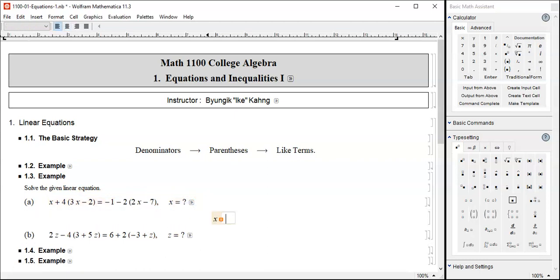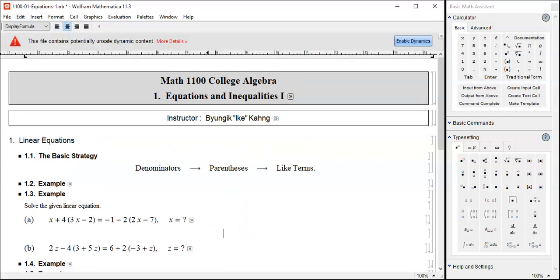X plus 4, oh, what did I click? Let's start over, x plus 4 times 3, so 12, and then 8x, does it look okay? -1, and then 2 times 2, and then 2 times 7, looks like that's what I got. Is everything correct here? All good? No mistake? There is a mistake.